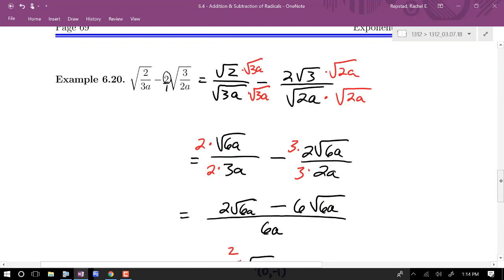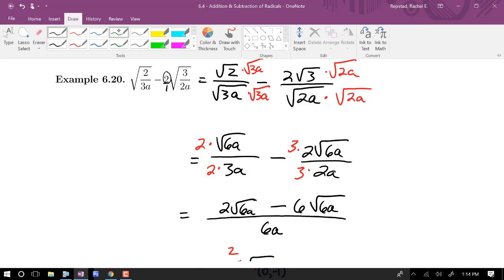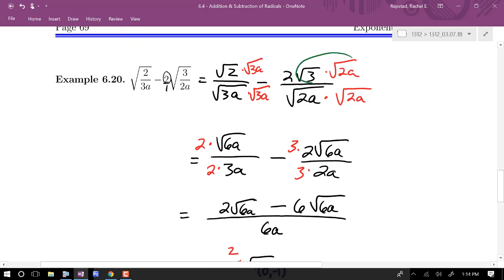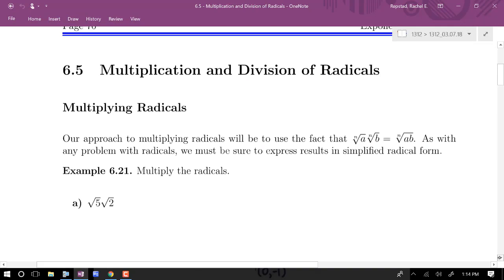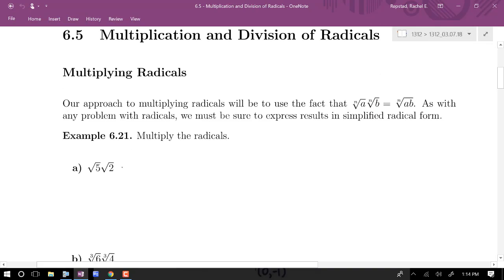Up here when we said that root 3 times root 2a was root 6a, we're saying, all right, I'm multiplying, got the same index, right? Square root. I'm multiplying them, so I just put the product under a single square root. So that's our basic rule that we're going to follow here. So some of these we kind of already know how to do. Root 5 times root 2.